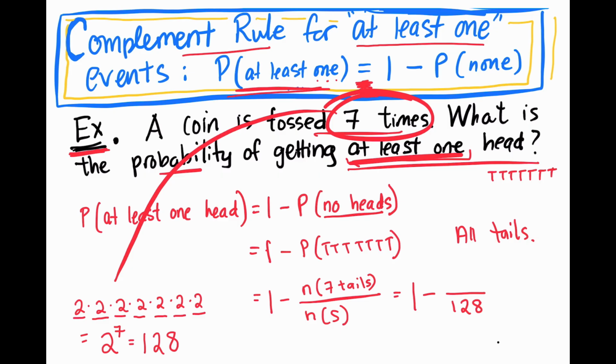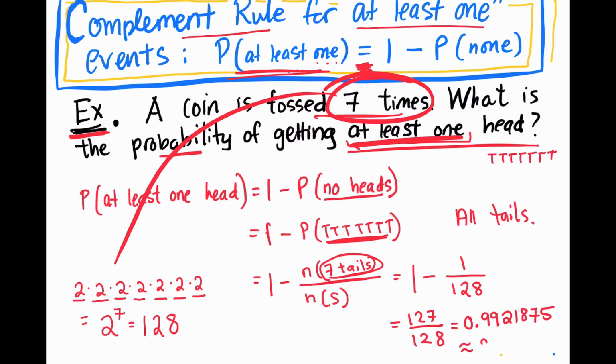And how many outcomes are in this? Well, there's just 1, right? Just getting all tails. So my final answer is 127 over 128. You can enter it as a fraction like that, or you can write this as a decimal. So that's 0.9921875, which rounds to, if I round that to a percent, you can see that's about 99.2%. So that's pretty high. You have over a 99% chance of getting at least 1 head when you flip a coin 7 times.